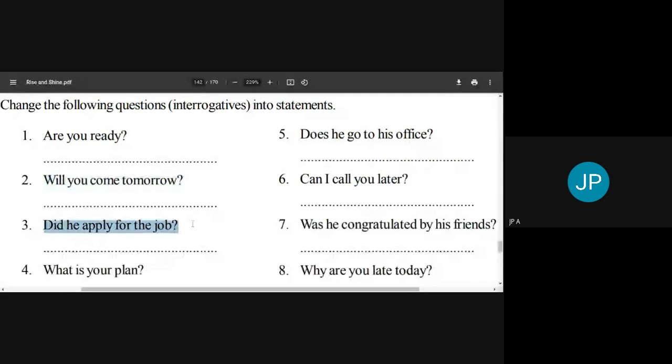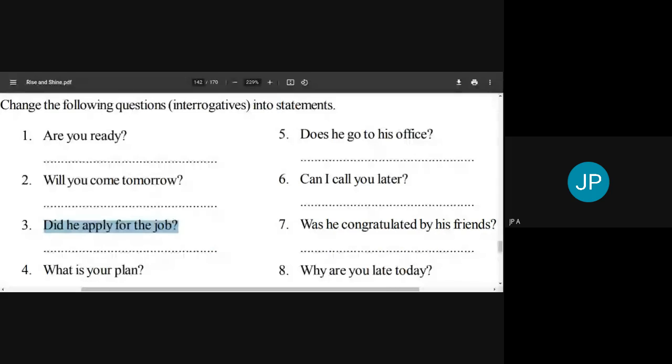Okay, the next one is slightly more tricky because there is an auxiliary which is added to make it a question. To change some plain statements into questions you need to add an auxiliary verb, that is a helping verb. Be, have, do are the helping verbs. These helping verbs are added to make a question. But when you make it into a statement, we can remove that question word and add the tense to the main verb itself.